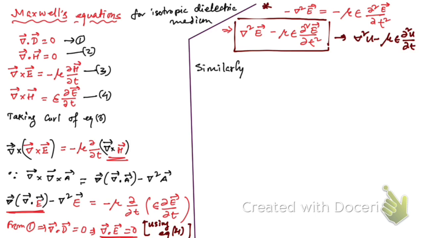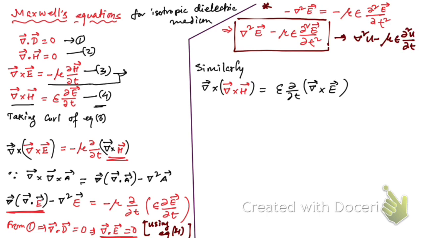Now similarly what we can obtain is that if we take the curl of equation number 4, then you're gonna get curl of del cross H, curl of del cross H, which is equal to epsilon del t, then curl of vector E. That's what we're gonna have. Okay, so now you see, curl of curl of a vector is this one.